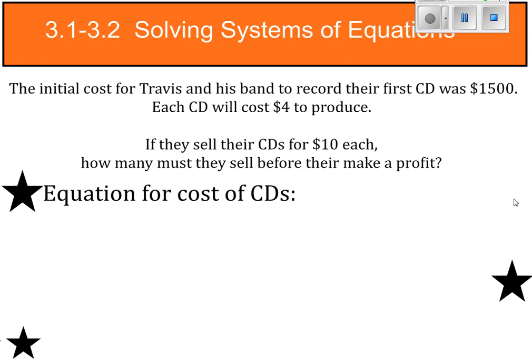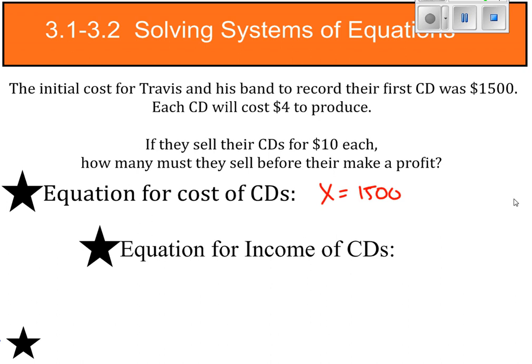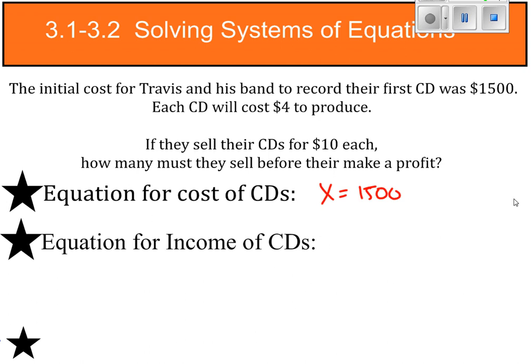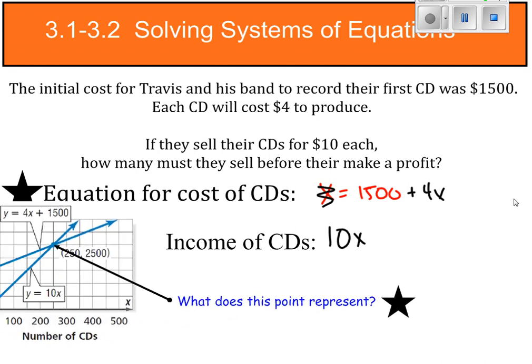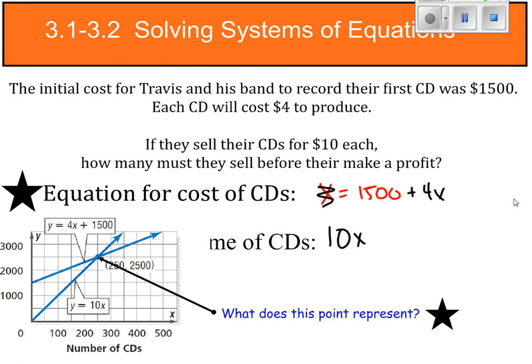So the equation for the cost of the CDs, it's just going to be X equals $1,500, where X is what their cost was. It cost them $1,500 to make it. Equation for the income of the CDs, this is going to be $10 times X. So I'm sorry, hold on, let me rephrase that. That's going to be $1,500 plus $4 times X, where X is the number of your CDs. So the equation of the CD would be that.